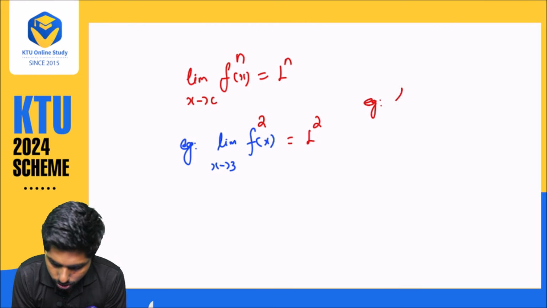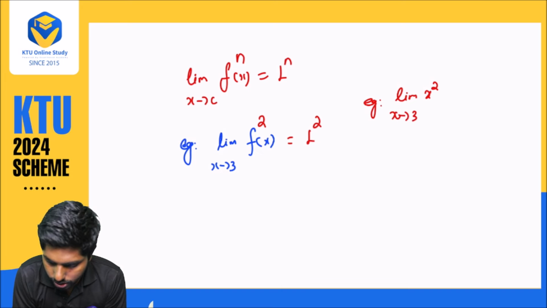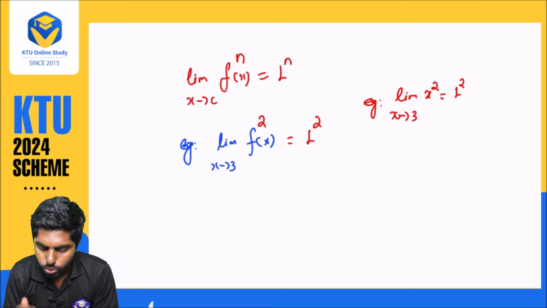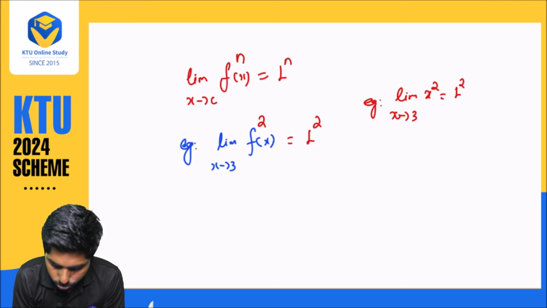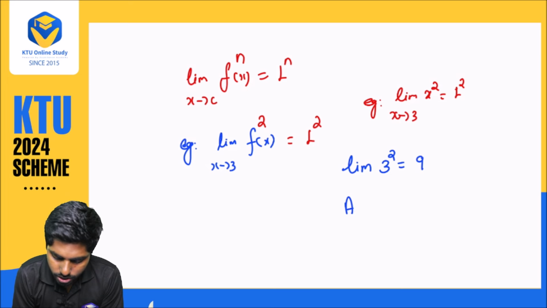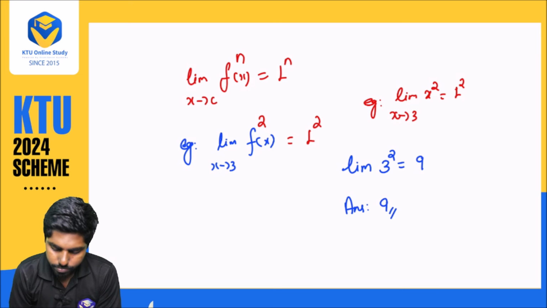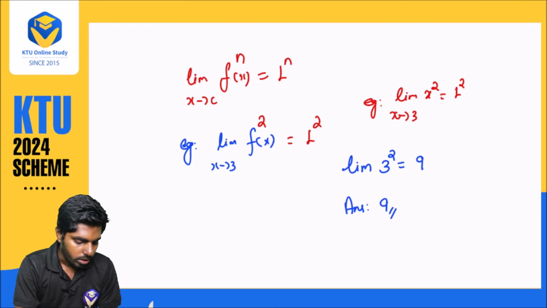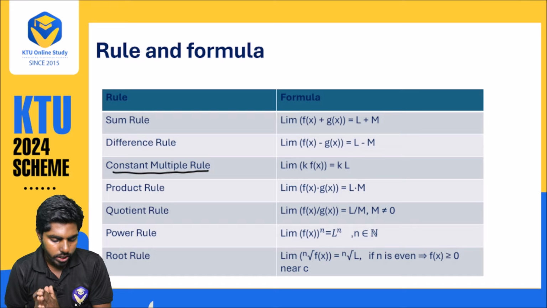If I want to solve an example sum: the limit as x approaches 3 of x squared. Here x is squared, so we get L squared, and x approaches 3 only. So the limit of 3 squared is 9. Our answer is 9. This is the way we write the formulas and rules for the limit of a function.